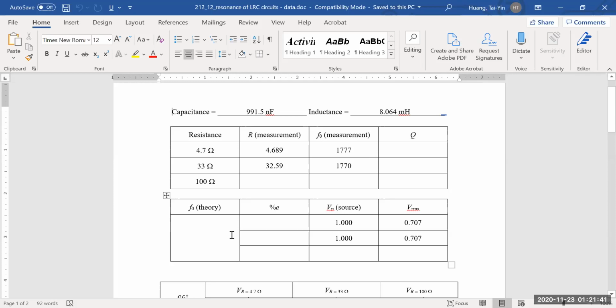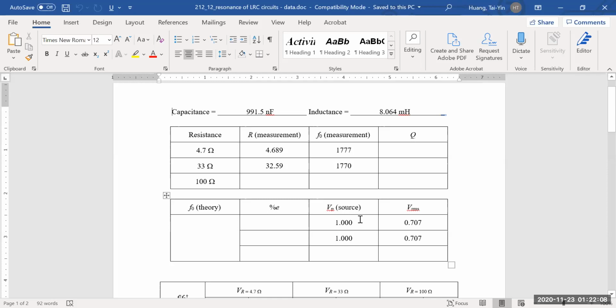And the theoretical value of F naught, so these are the measures you're going to compare to your theoretical. For the theoretical, you will calculate omega naught first. That will be 1 over the square root of LC. And once you calculate that, dividing by 2 pi will give you F naught. And then you're going to compare to the measured value to get your percent error, okay?